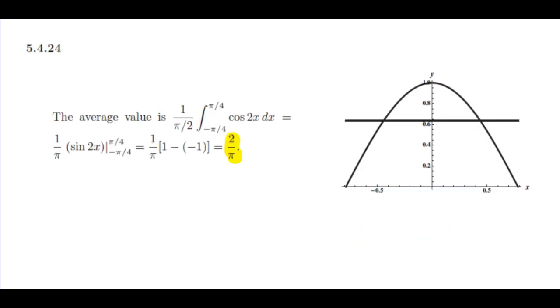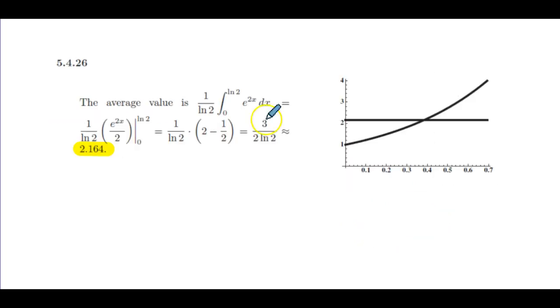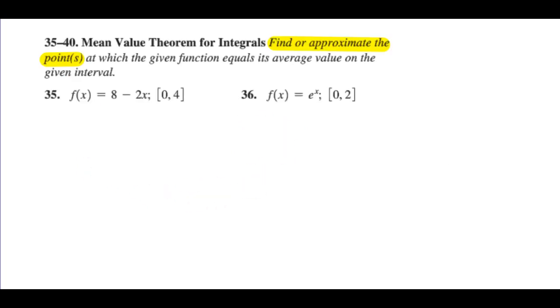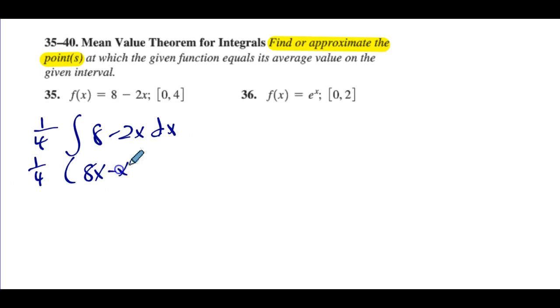Let's see if the author got the same thing. Oh, well, then they went to a decimal form, but at least they got the same answer. So this one says find the points. So we're going to just find the mean and then set it equal to the function. So again, 1 over b minus a, then the integral of 8 minus 2x dx is 1/4 of 8x minus x squared between 0 and 4, which turns out to be 4.